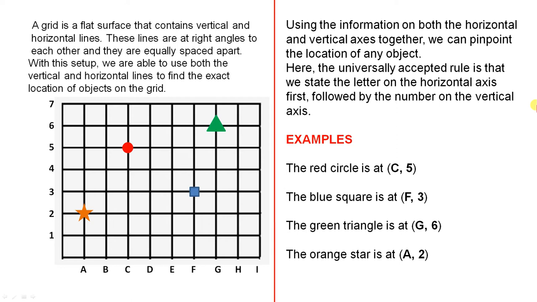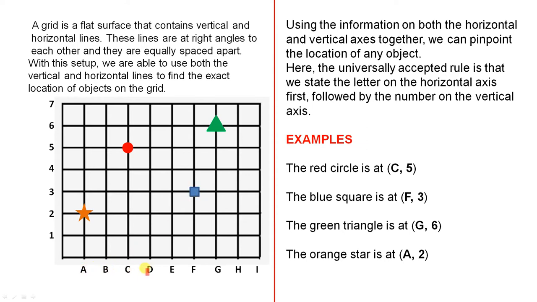A grid is a flat surface that contains vertical and horizontal lines. These lines are at right angles to each other and they are equally spaced apart. With this setup, we are able to use both the vertical and horizontal lines to find the exact location of objects on the grid. So here we have a grid and we have 4 objects here.